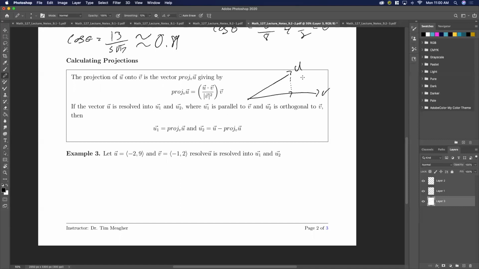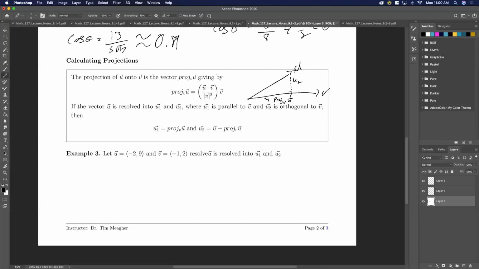I don't know if we'll do all the example problems I've shown you here, just because we only have 10 minutes. And so this is the projection, the projection of u onto v. Over here we call this the projective component, and this is the orthogonal component. We simplify this and just call this u1, and we call this u2.